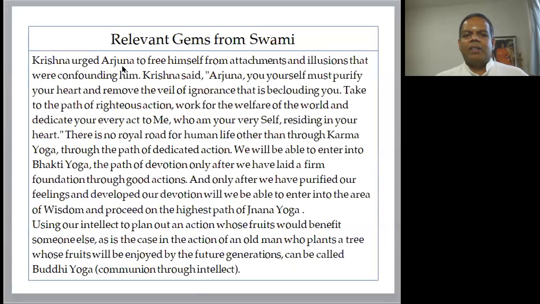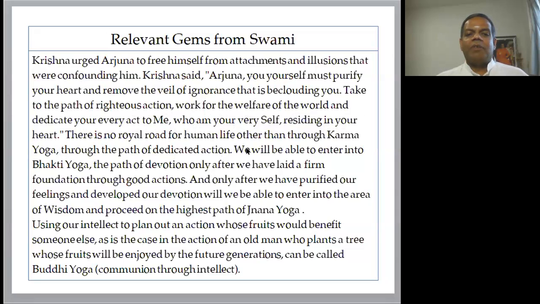Krishna urged Arjuna to free himself from attachments and illusions that were confounding him. Krishna said, Arjuna, you yourself must purify your heart and remove the veil of ignorance that is beclouding you. Take the path of righteous action, work for the welfare of the world, and dedicate your every act to me, who am your very self, residing in your heart.